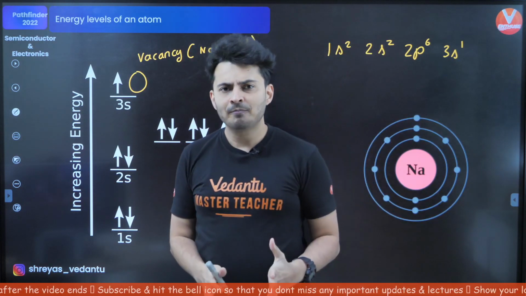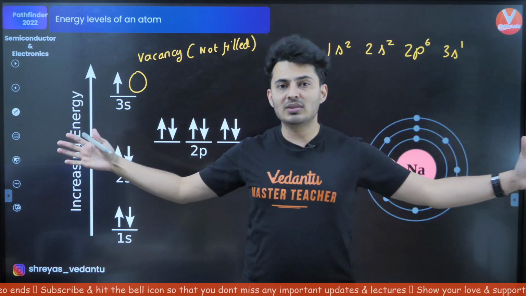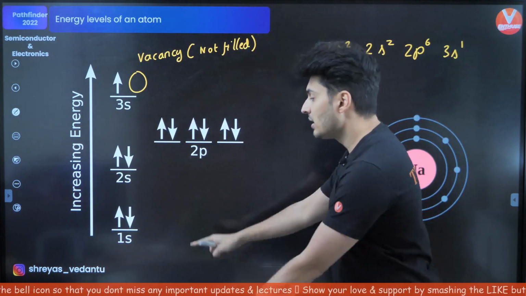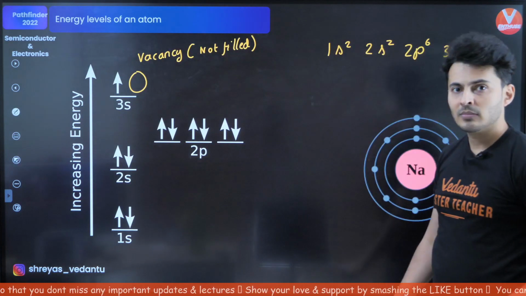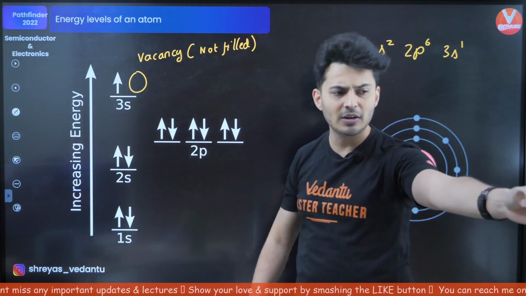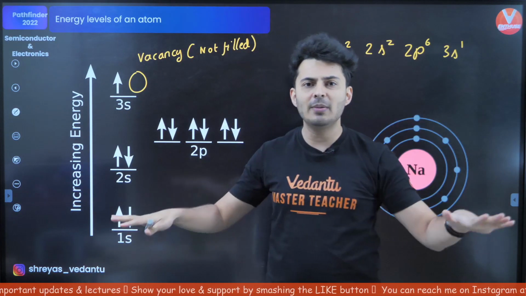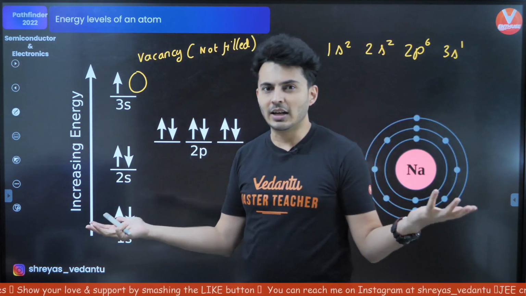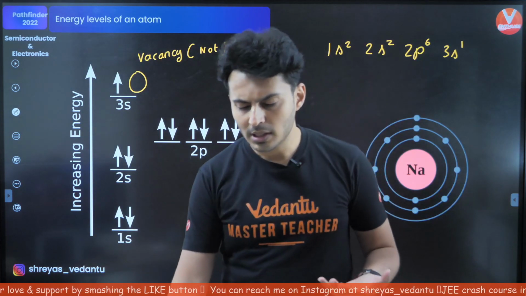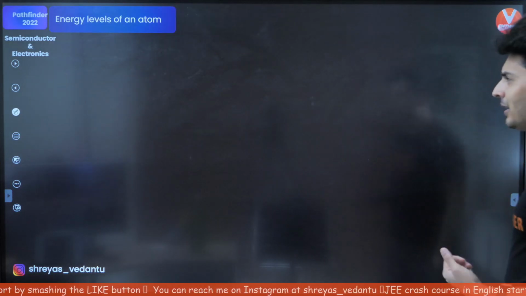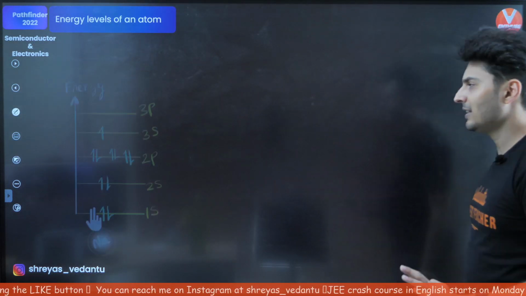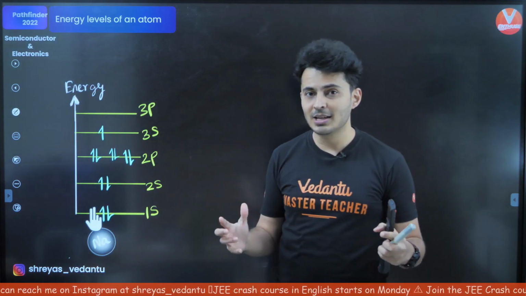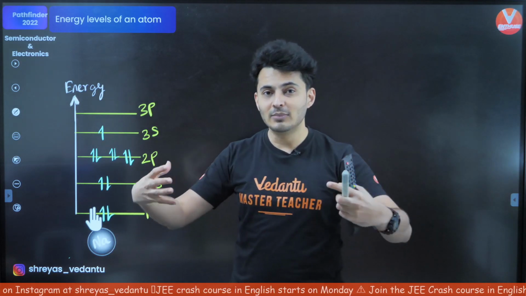Now imagine there are more sodium atoms. Each sodium atom will have a similar energy level diagram. Each sodium atom, be it here, be it there, every sodium atom will have the same kind of electronic configuration, same kind of energy level diagram. Okay, fair enough. I know you're wondering, sir, come to the point. Yes, I'm coming to the point. So let's talk about what happens when these sodium atoms come close to each other.